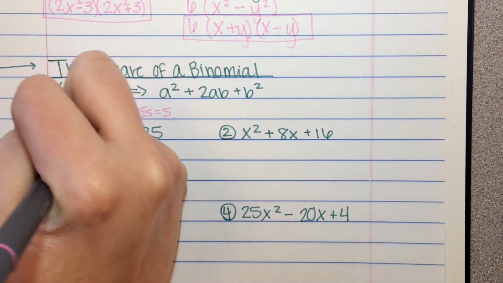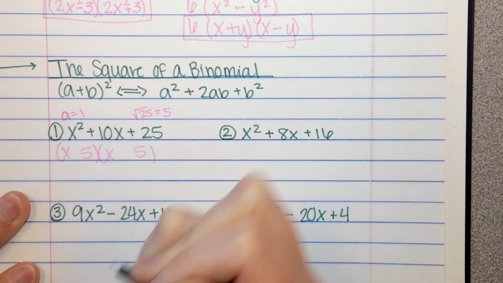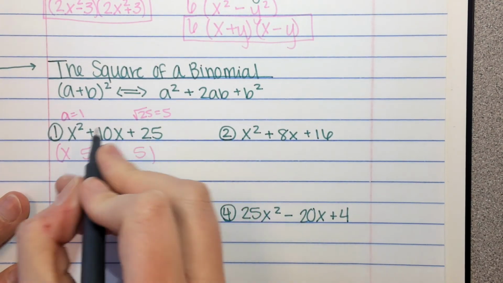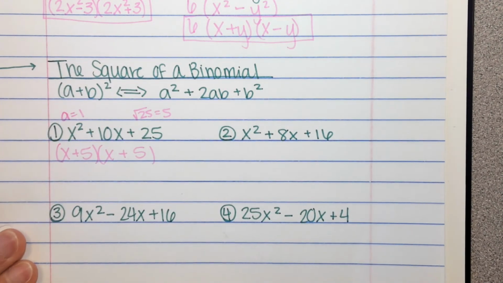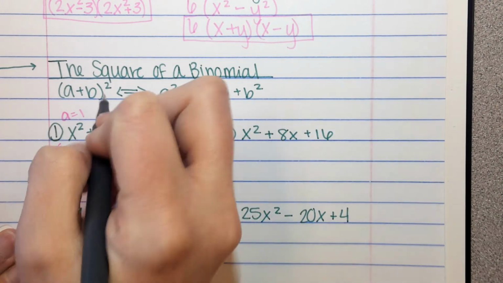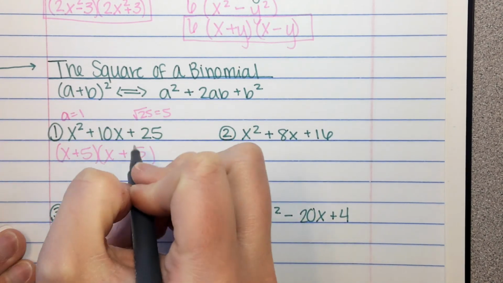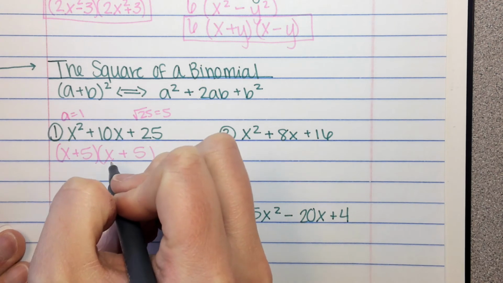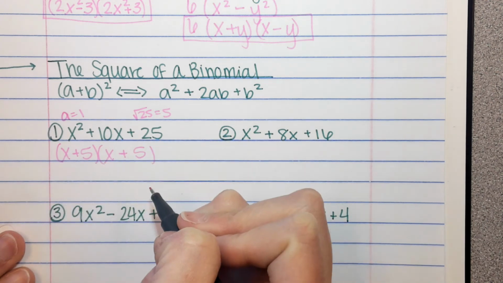So I know x times x gives me x squared, and 5 times 5 gives me 25. And I have to get a positive 10, so it's going to be plus 5 and plus 5. And you can check your answers there. X times x is x squared. 5 times x is 5x. 5 times x is 5x. Add those together and get 10x. And 5 times 5 is 25.